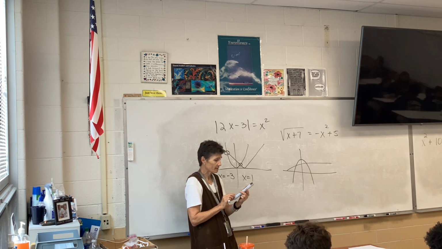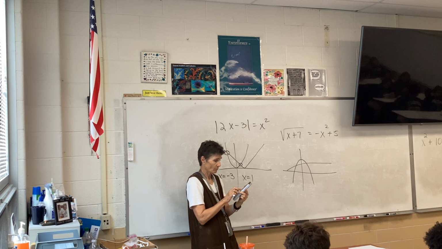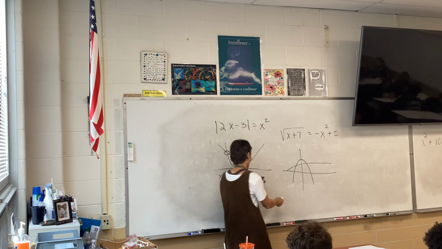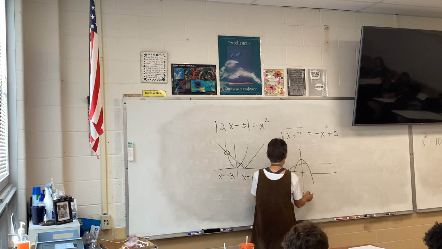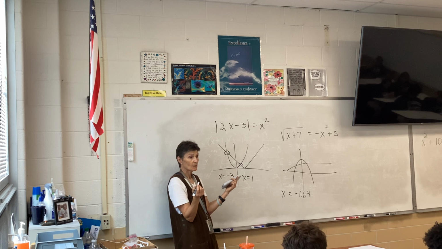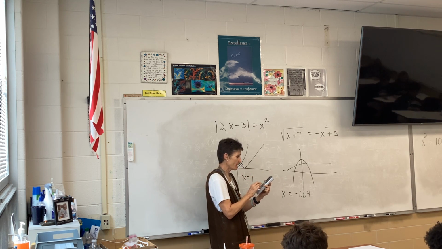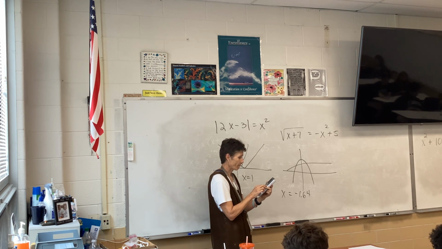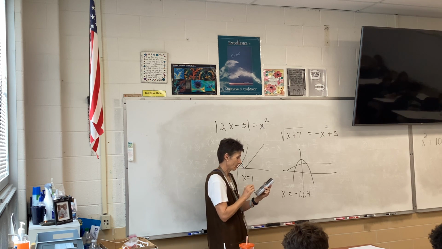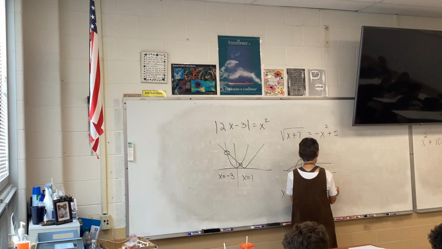Second calc intersect. I got x equals negative 1.64. If I round to the nearest hundredth, you'll have instructions on how to round. And then the other one, second calc intersect. I got 1.45.